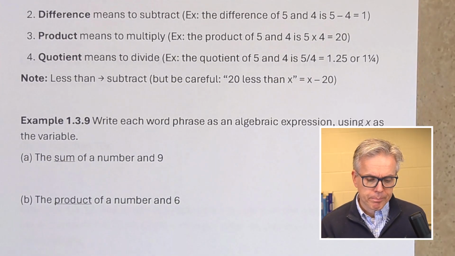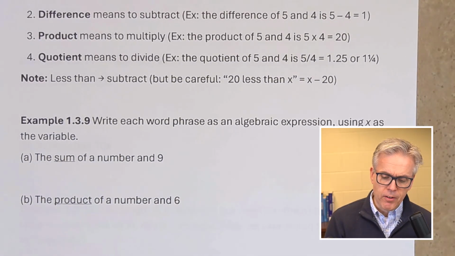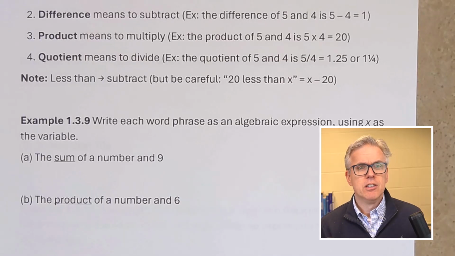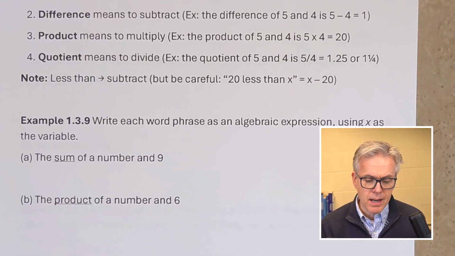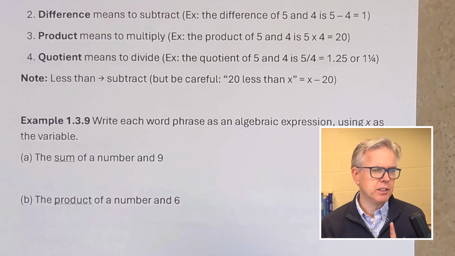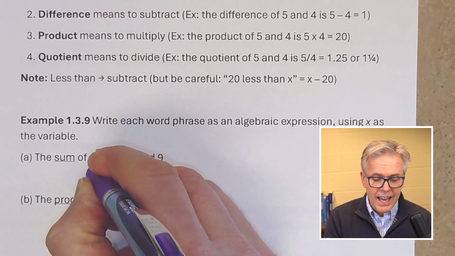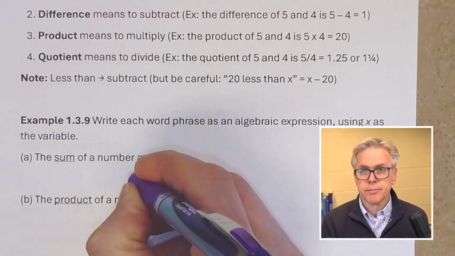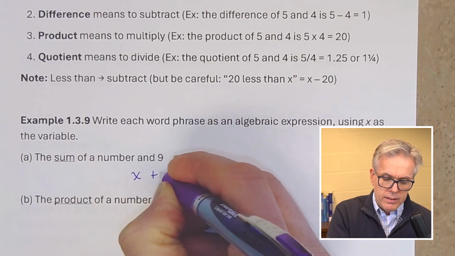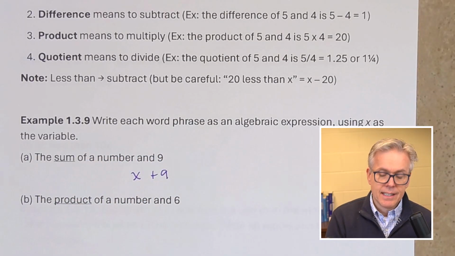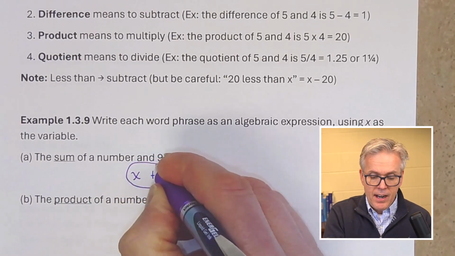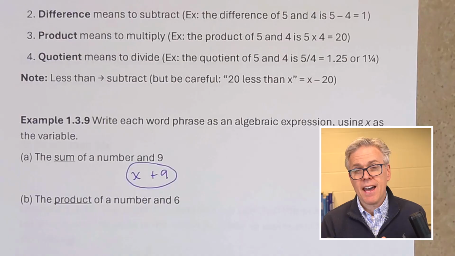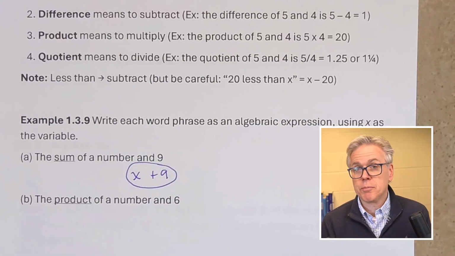So example 1. Write each word phrase as an algebraic expression using x as the variable. So this first one is the sum of a number and 9. So sum, keyword, means add. So the sum of a number, so we're just going to say this a number is x. The sum of a number and 9 is x plus 9. And that's just it. That's the final answer. It may seem incomplete at first, but in algebra, often the final answer is really an equation or an expression.